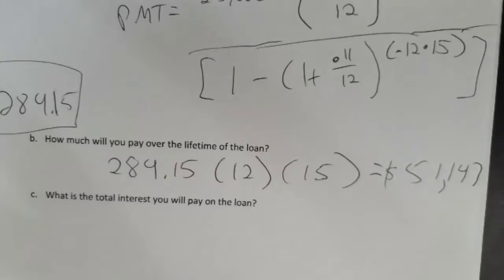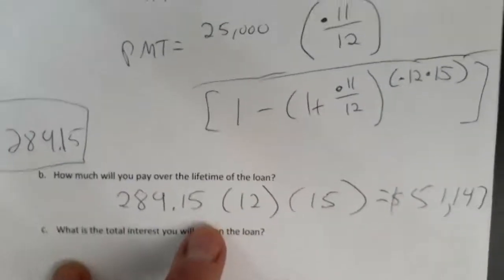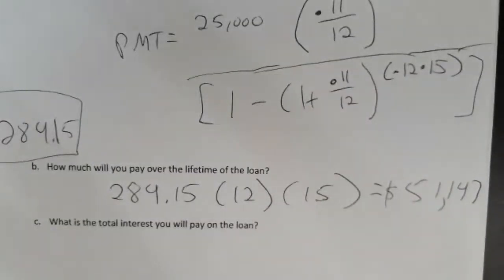So maybe you see 284.15, you're thinking that's not too bad. But if we look back at this thing, we borrowed 25K. We're paying twice as much as what we borrowed.